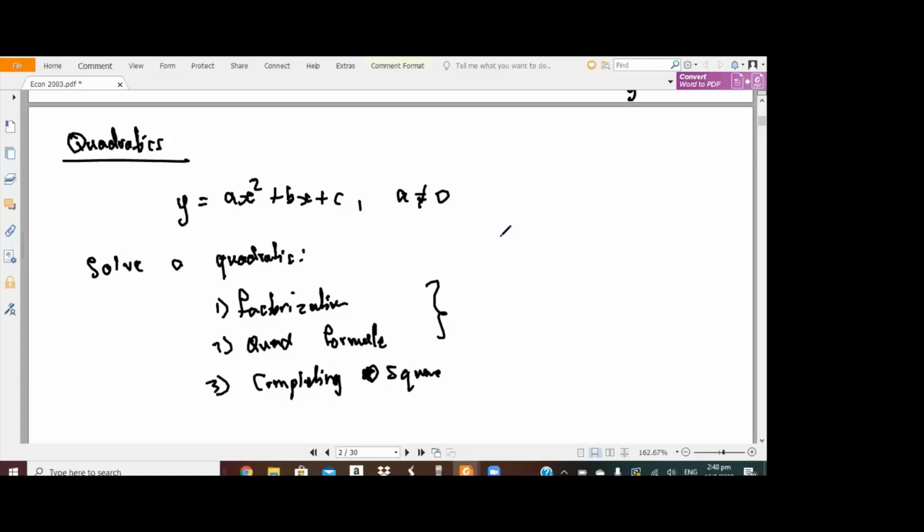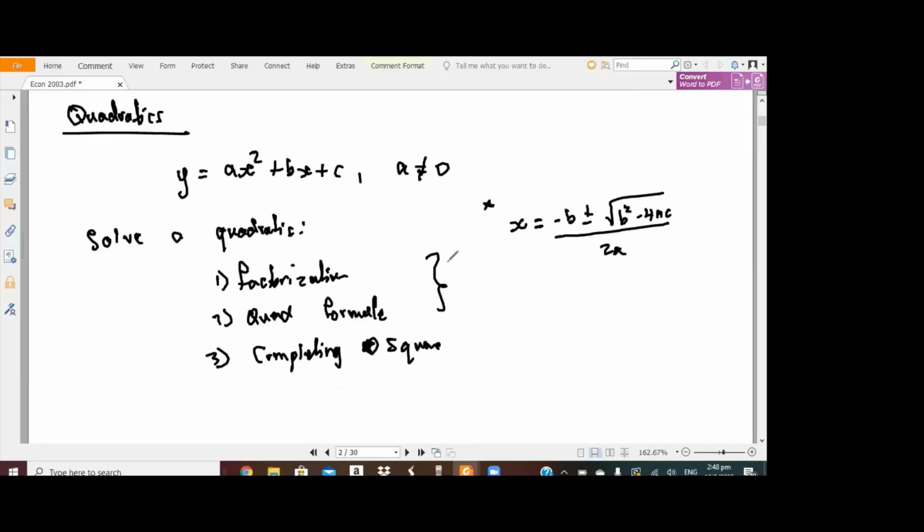but I'll also recommend that you know the quadratic formula. The quadratic formula is the mother of all methods because it will always work. So if you remember the quadratic formula, it is x is equal to minus b plus or minus the square root of b squared minus 4ac all over 2a. All right, so focus on this formula for the topics of quadratics, and that should be able to help you out when you're trying to solve equations.